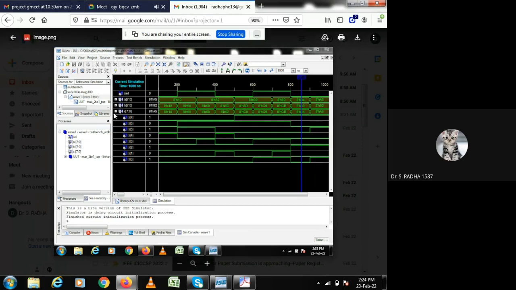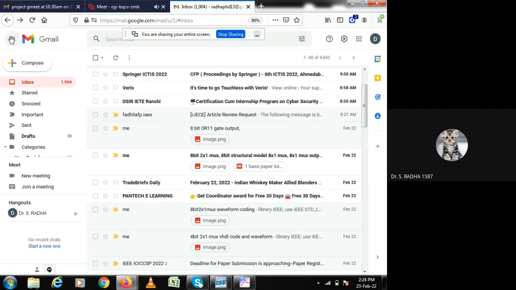I have expanded this X so we are able to see all 8 bits of X. Otherwise, you can check X here itself: 8'h52 and A is also 8'h52, and here 8'hC0, 8'hC0. Here the selection line becomes 1, and selection line 1 means B should come at the output. Then again 0 means A should come at the output. This is the output of the 2 by 1 multiplexer.